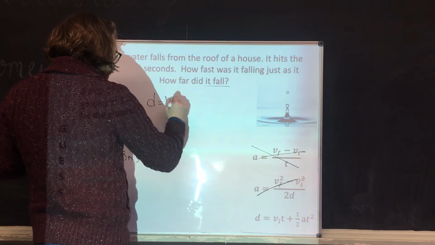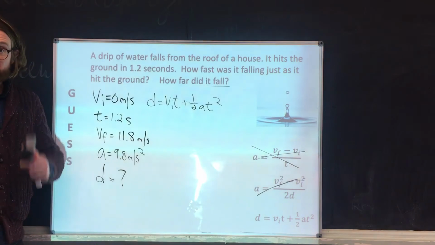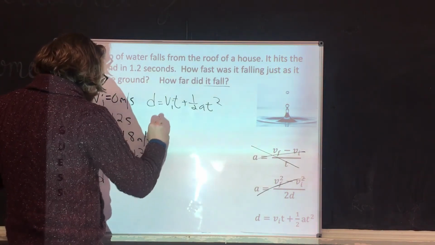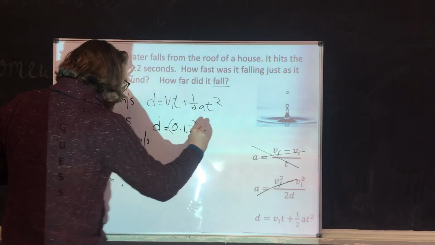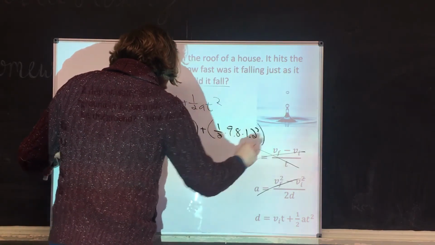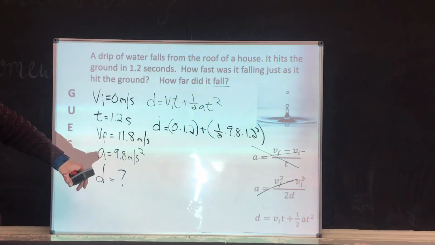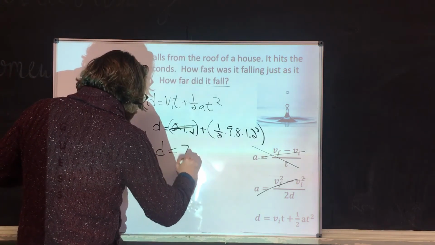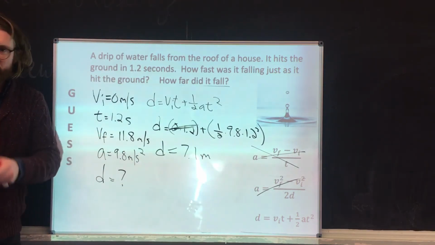Distance equals VI times T plus 1/2 AT squared. Again, pause the video, get the right answer. You're back. Let's see if you got the right answer. Distance equals 0 times 1.2 plus 1/2 times 9.8 times 1.2 squared. Crunch these numbers and you will get a distance of 7.1 meters. Did you get the right answer? I bet you did. Good job.